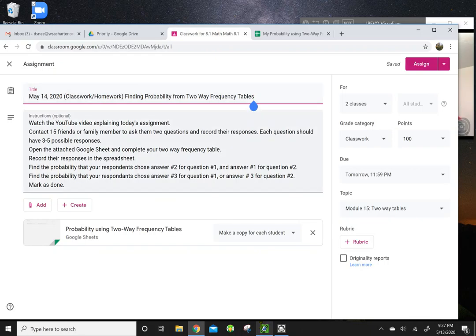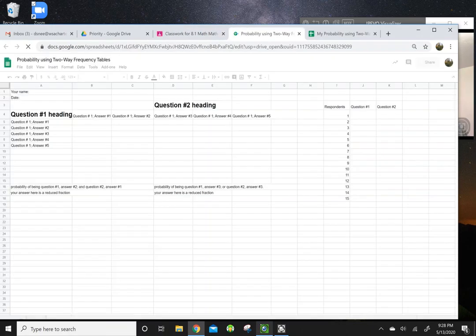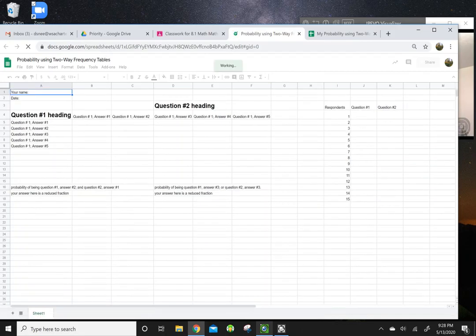It says, open the attached Google Sheet and complete your two-way frequency table. So the sheet is down here at the bottom, and we're going to click on that. And this is what you're going to see. It's got a bunch of headings and titles, and it seems a little confusing, but all you need to do with this is fill in everything like it says.